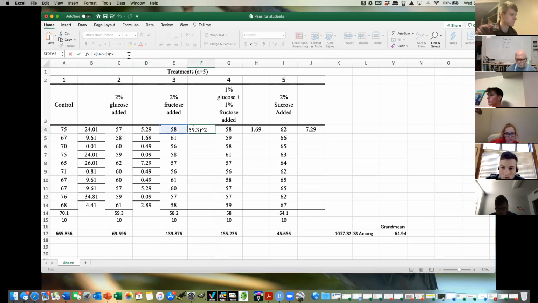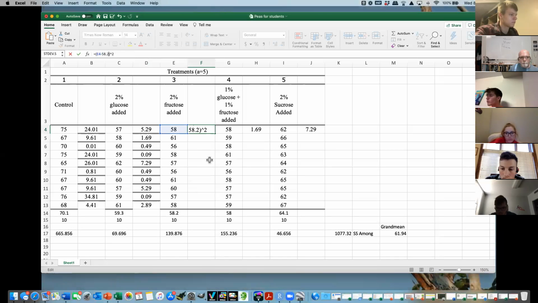So that's the sample minus the grand mean squared, correct? Not the grand mean, the sample mean, because we're doing within sample variation, which is why I'm having to change each of these to the sample mean. So the sample mean in this case is 58.2. Over here for the 1% glucose, 1% fructose, the sample mean is 58. And over here, the sample mean is 64.1. Once I have all of those done, I can then just copy them down.